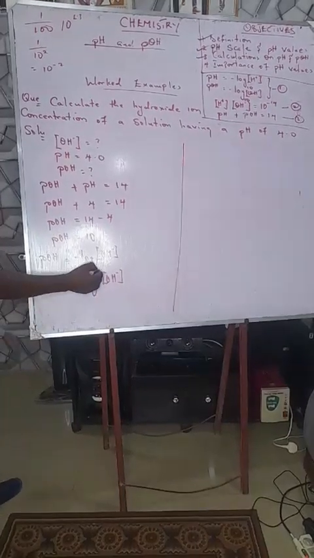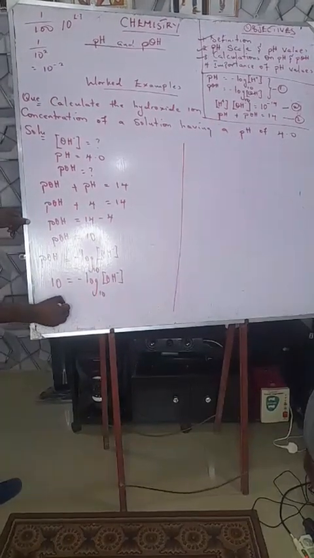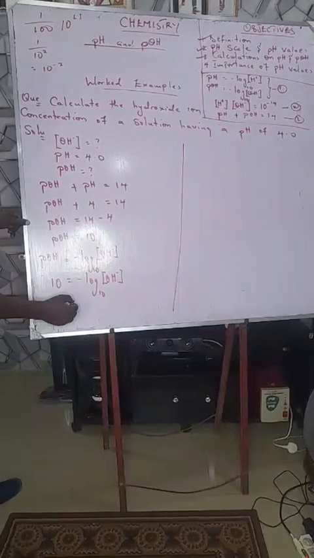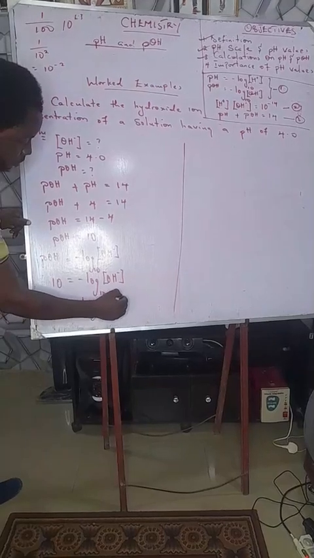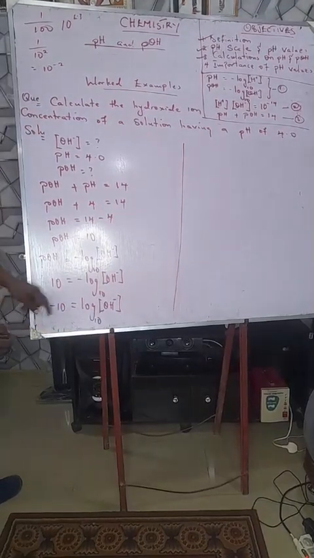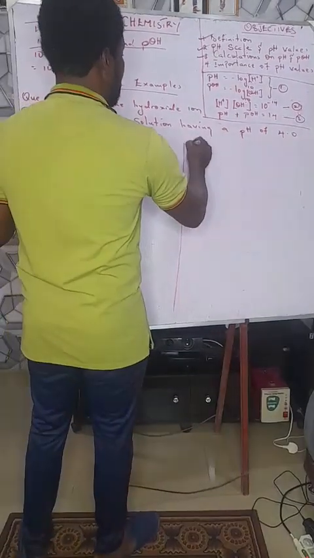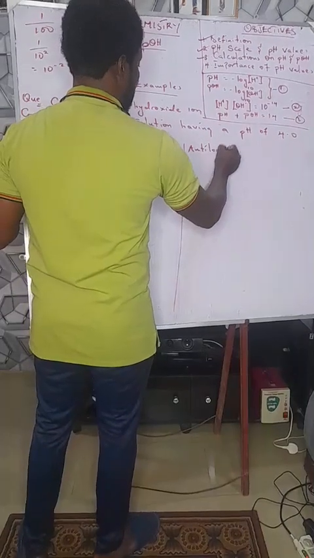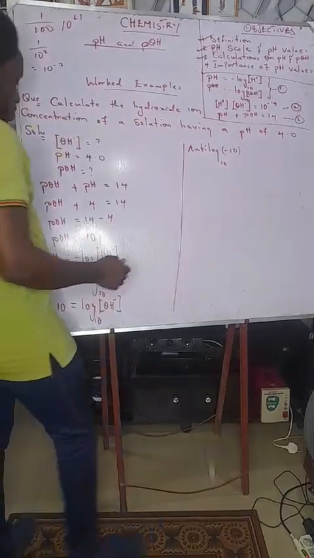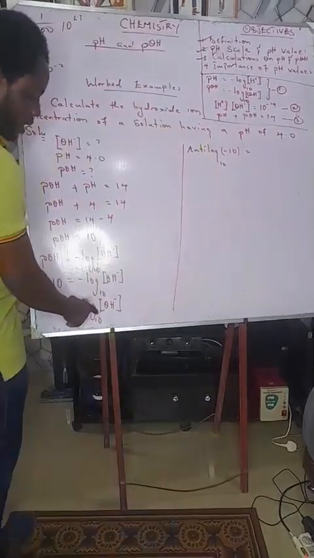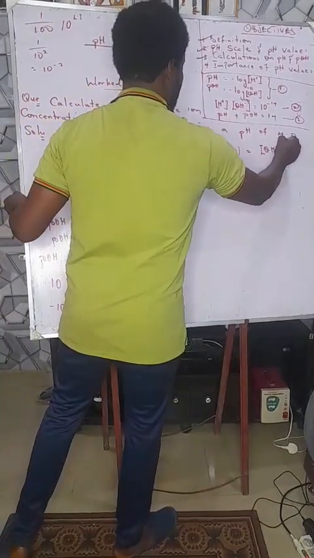So what are you going to do with this 10? Take this minus to this side, then you have minus 10. Multiply both sides by minus 1. Minus 10 equals log of this. And from here, you will now take this one and find the antilog of minus 10, which equals the concentration of OH minus.